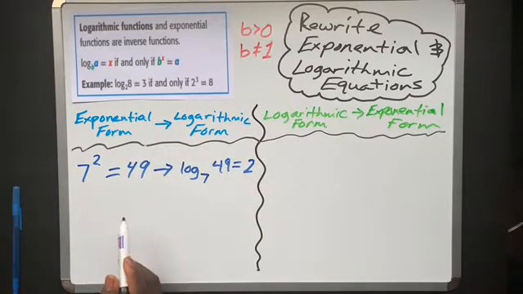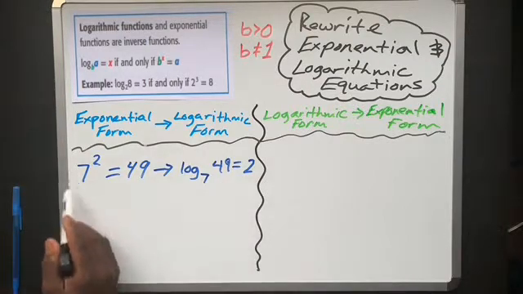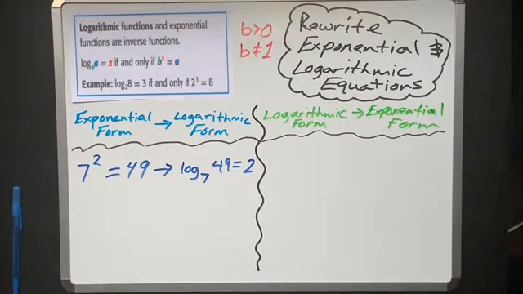Ours is 49, where the exponential portion is equal to 49. So that was a good check.